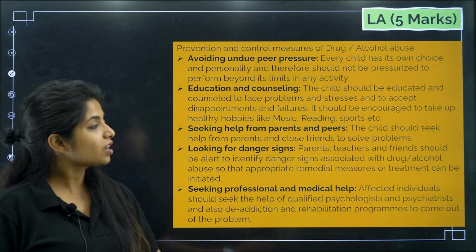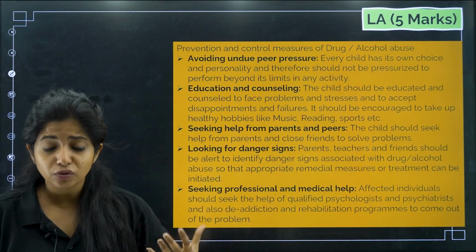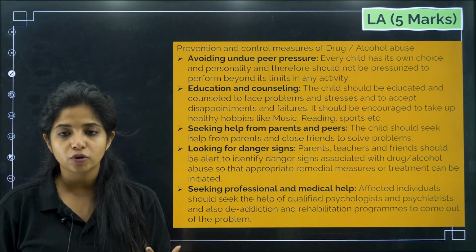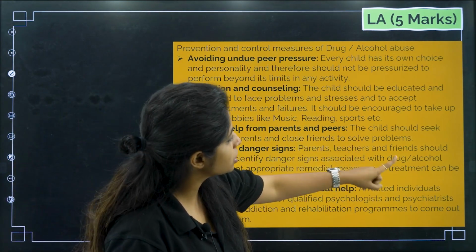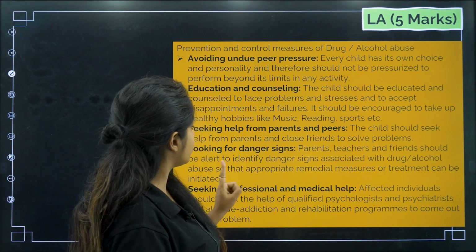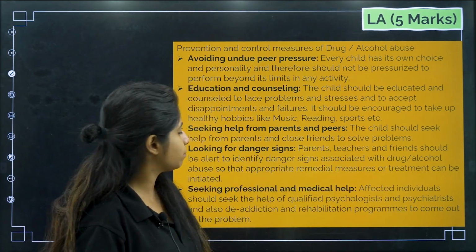Okay, so education and counseling has to be given, and then seeking help from parents and peers. These are your best friends, my dear children. Your parents and your peers would be your best friends, so talk to them. They'd help you a lot. Okay, looking for danger signs. Parents, teachers and friends should be alert to identify danger signs associated with drug and alcohol abuse, so that appropriate remedial measures of treatment can be initiated.